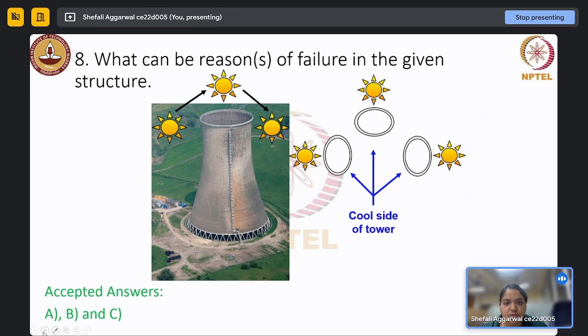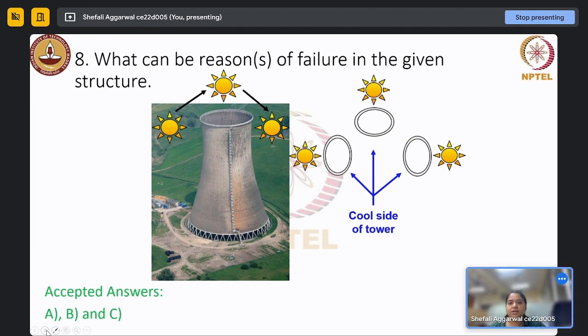So mainly, as you know, the main reason for this structure is thermal cracking. As one of you has already told, the external surface will experience heat, whereas the internal surface will be colder, and because of the difference in temperature, it will have thermal cracking. In general, for any industrial chimney kind of structure, we can have biofouling as well as sulfate attack. Is it okay? Yes, ma'am.